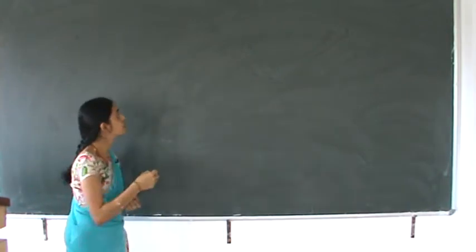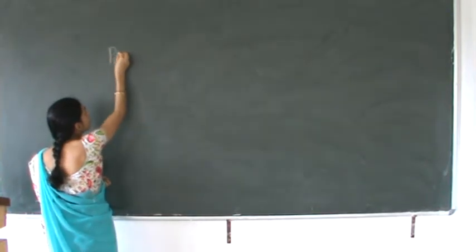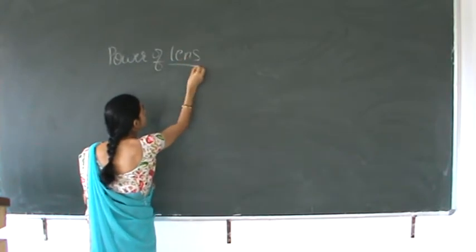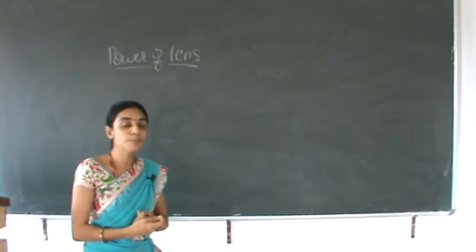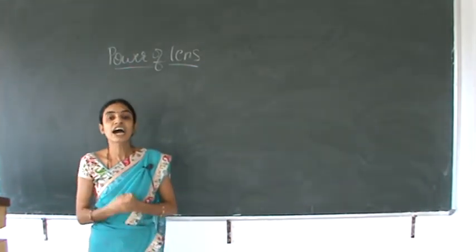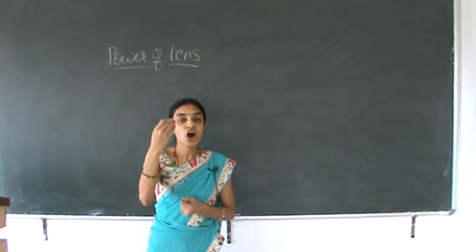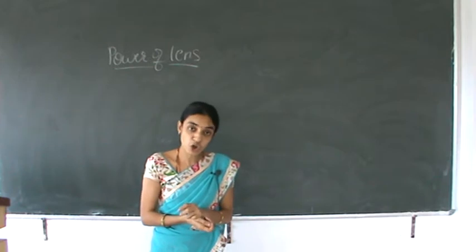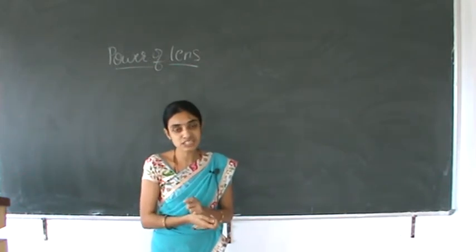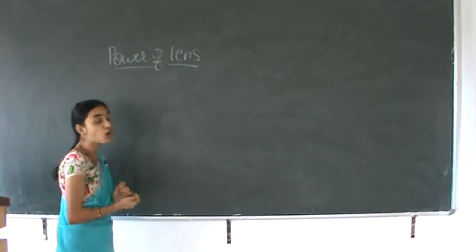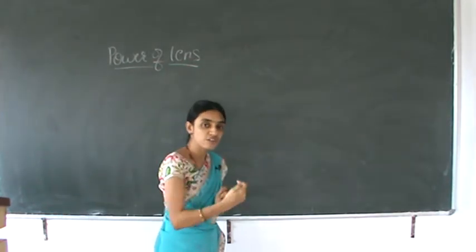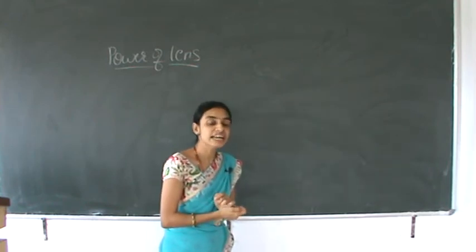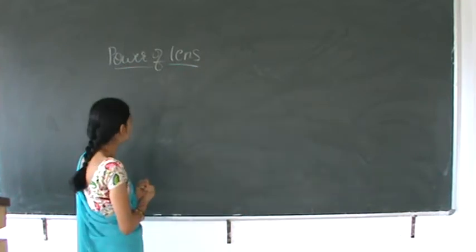Next concept, power of lens. How can we define the term power of lens? It measures the amount of convergence or divergence. Whatever rays of light are incident on the convex lens or the concave lens, it measures to what extent the rays have been converged, in the case of a convex lens, and diverged, in the case of a concave lens.